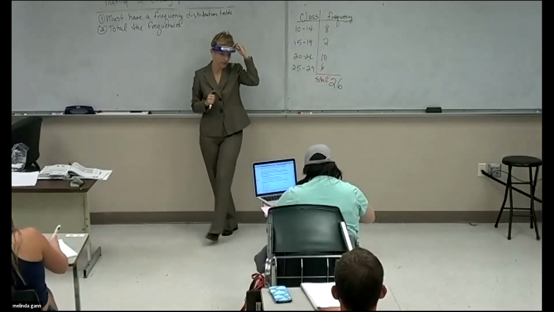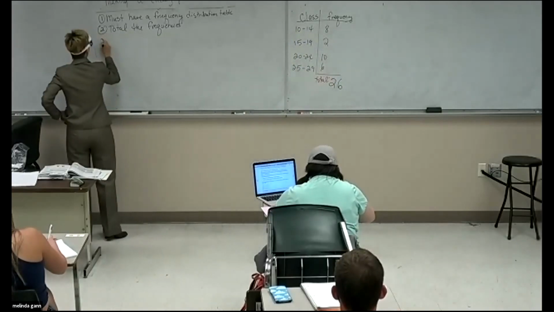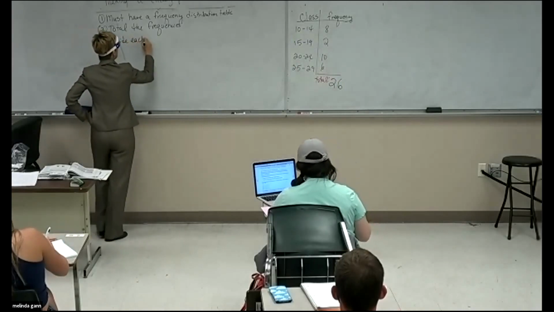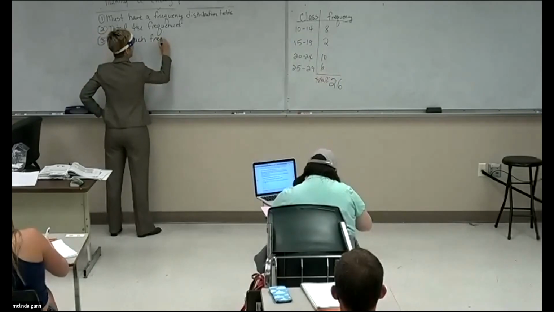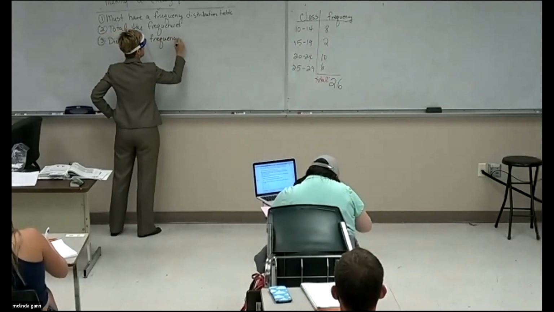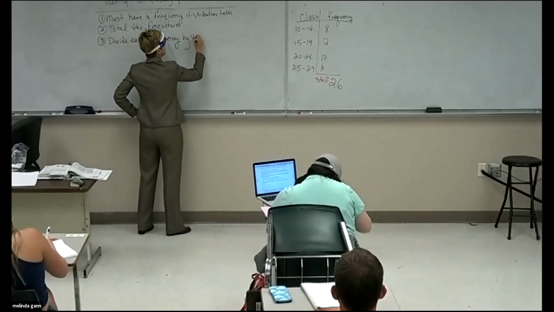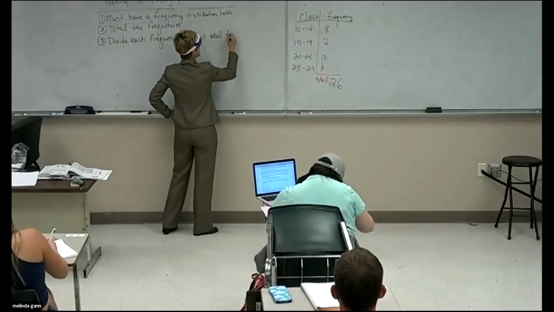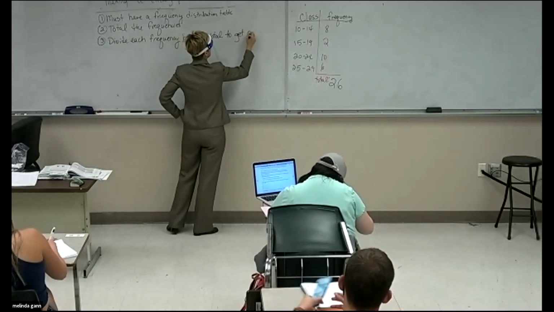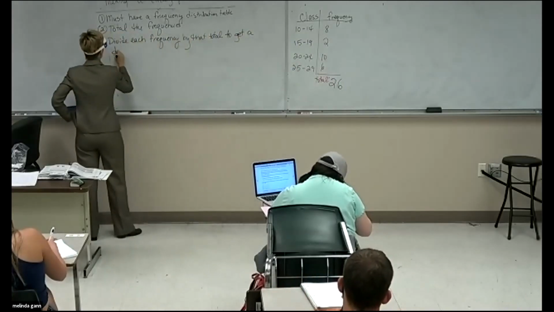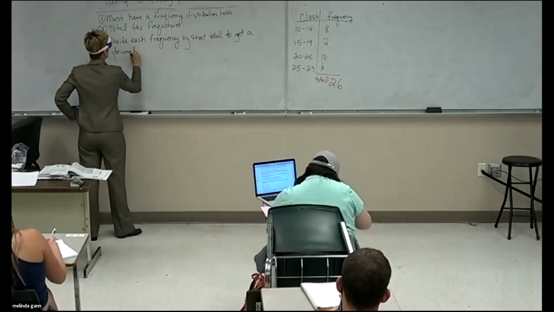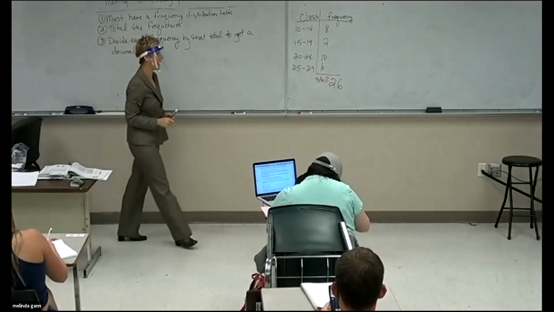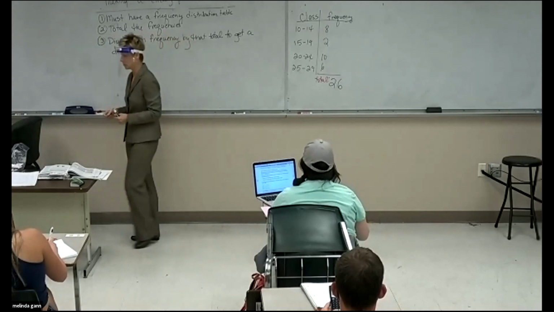Now, what you're going to do is this. You're going to divide each frequency by that total to get a decimal. All right, so you're going to divide each frequency by that total to get a decimal.